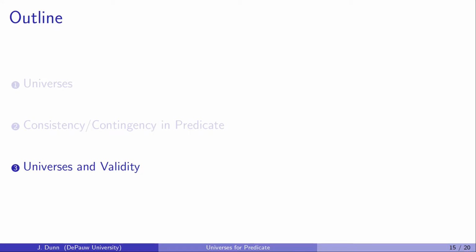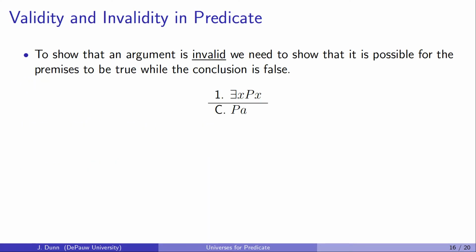Alright, so we've just talked about how universes can help us show formulas to be true or false, so we can show consistency or contingency. What we want to now show is that universes can also help us show validity and invalidity. Just to remind you, to show that an argument's invalid, we have to show that it's possible for the premises to be true while the conclusion's false. So that argument below, we'd have to show that 1 could be true while C could be false.